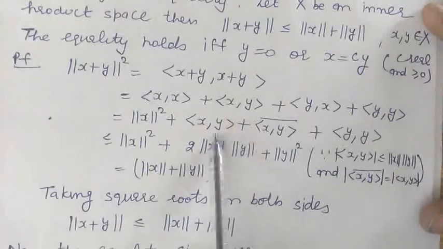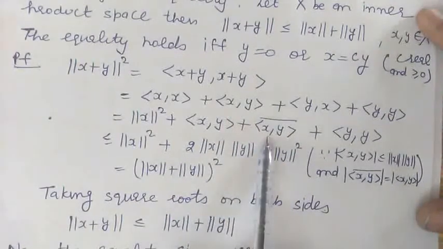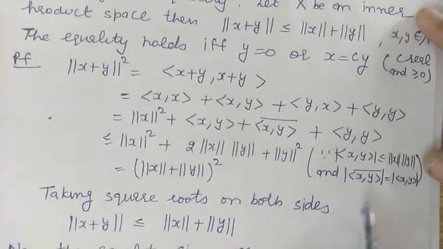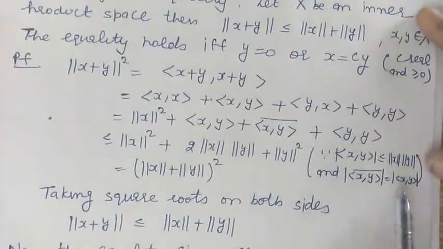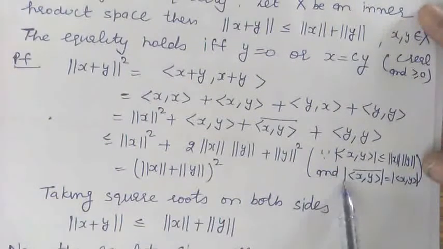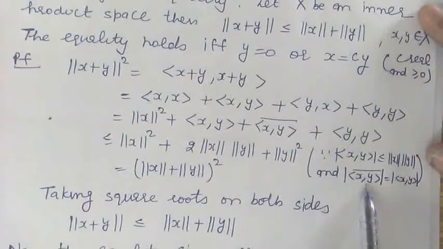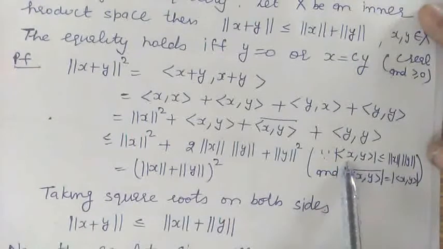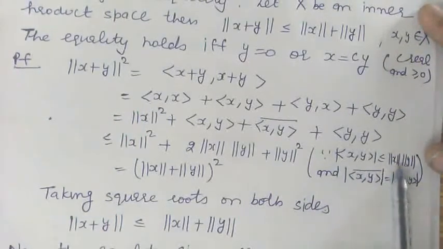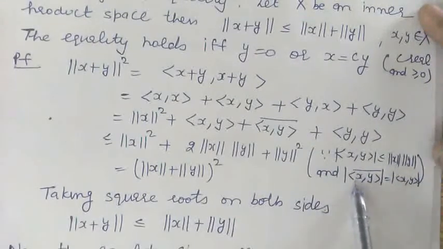Now here we can use the Schwarz inequality and also the result that the absolute value of a complex number and the absolute value of its conjugate are always the same. So the modulus of the inner product of x with y is the same as the modulus of the conjugate of the inner product of x with y. Now we can use the Schwarz inequality for both of these. By using the Schwarz inequality, the modulus of the inner product of x with y is less than or equal to the norm of x into the norm of y, and the same is true for the conjugate of the inner product of x with y.